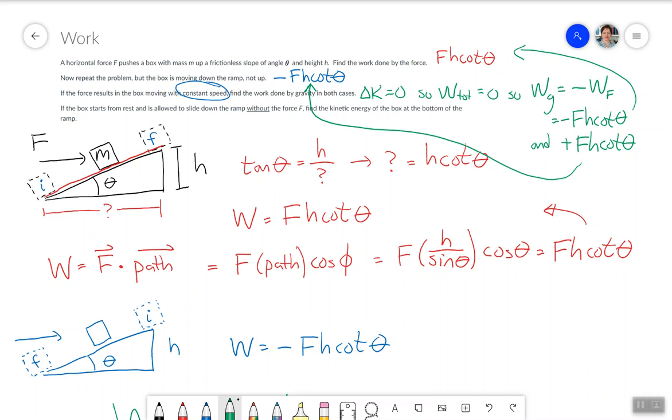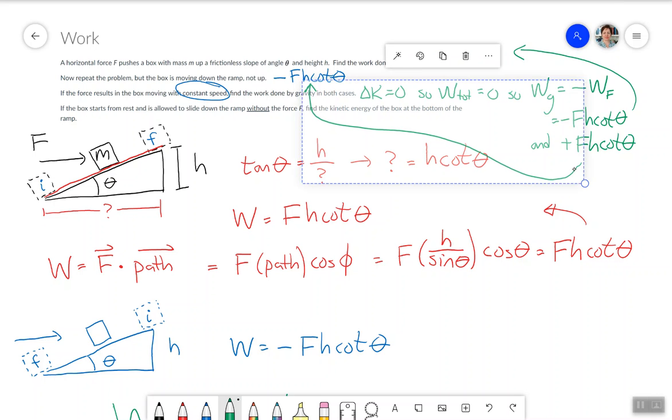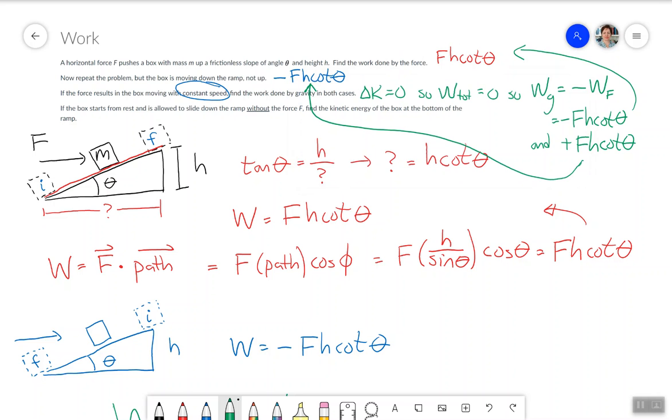Wow. And then it says if the box starts to slide from rest and is allowed to slide down the ramp without the force, find the kinetic energy of the box at the bottom of the ramp. Well, gravity doesn't know that you stopped pushing. So the work that's done by gravity actually has to be the same. So the change in kinetic energy has to just be the work done by gravity. The change in the kinetic energy is just the work done by gravity, which is apparently just F h cotangent theta.